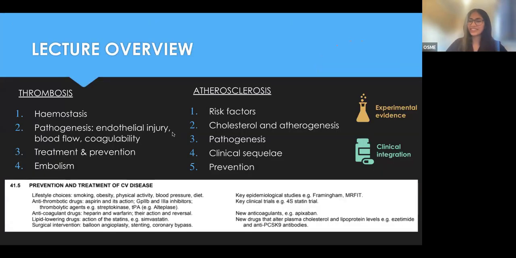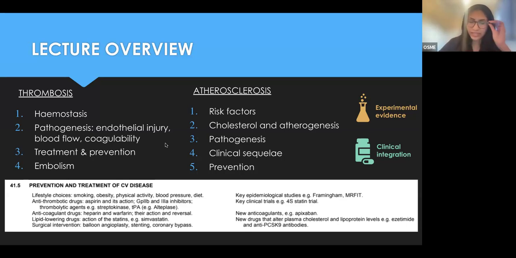Okay, yeah. So I'll start with an overview. We're going to go through thrombosis first. I'll start with hemostasis, which at Oxford it's expected to be first year syllabus content, but we need to understand how it works to see where it goes wrong in thrombosis and where we can target the process for prevention and treatment. Then we'll move on to the pathogenesis and then talk about treatment, prevention, and finally the clinical consequences.